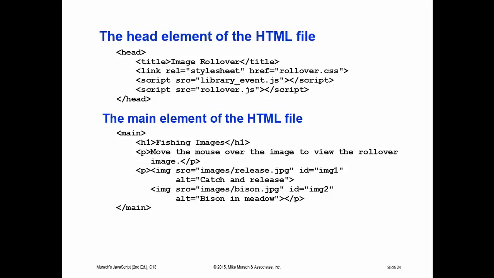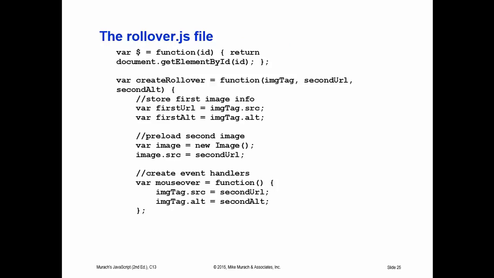And then next we see the rollover.js file. This is the main JavaScript file for the application. You'll notice that this createRollover function has three parameters. The first specifies the image tag where the rollover takes place. The second specifies the URL of the second image in the rollover. And the third specifies the alt attribute for the second image in the rollover.